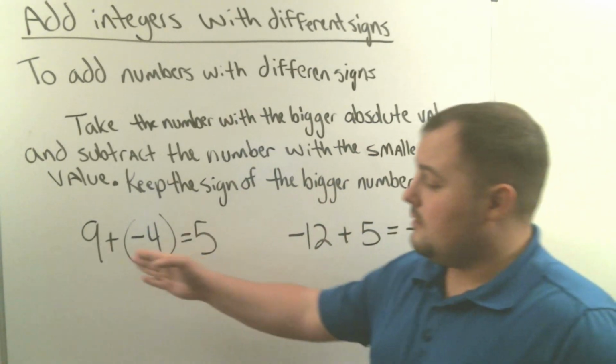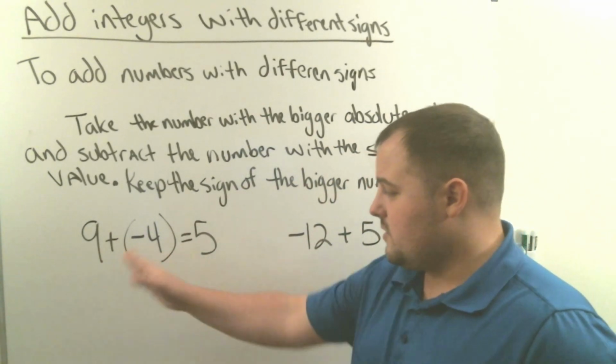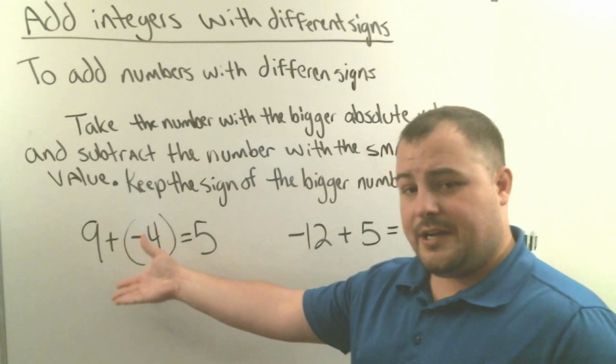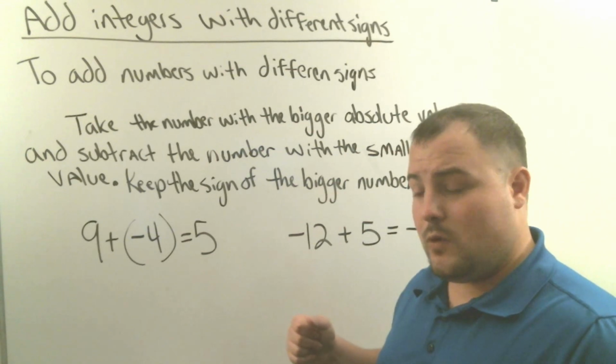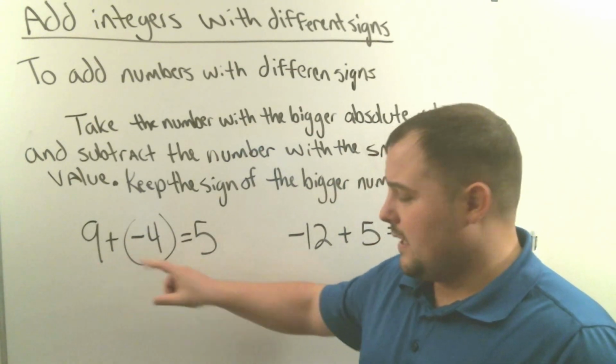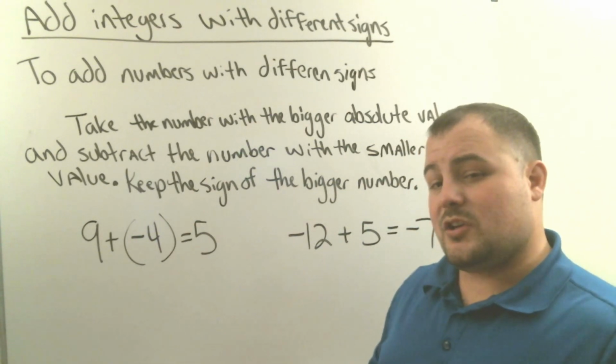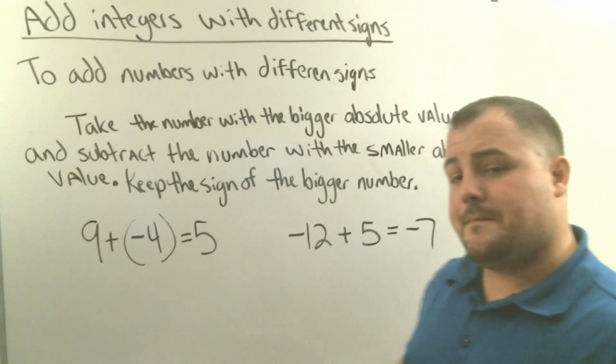So, 9 plus negative 4. So the signs are opposite. What I would do is I would say the absolute value of 9 is bigger than the absolute value of negative 4. So I'm going to take 9 minus 4. Well, 9 minus 4 is 5. So my answer should be a positive 5.